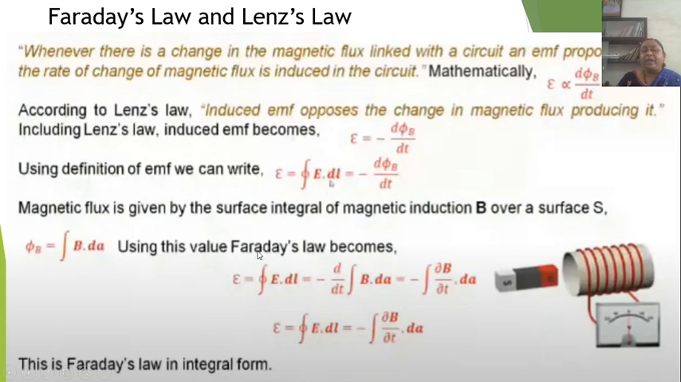Using this value, Faraday's law becomes induced EMF equal to the closed integral of E·dl equal to minus d/dt of integral B·dA, equal to minus integral of ∂B/∂t·dA. So induced EMF equal to closed integral of E·dl equal to minus integral of ∂B/∂t·dA. This is Faraday's law in integral form.